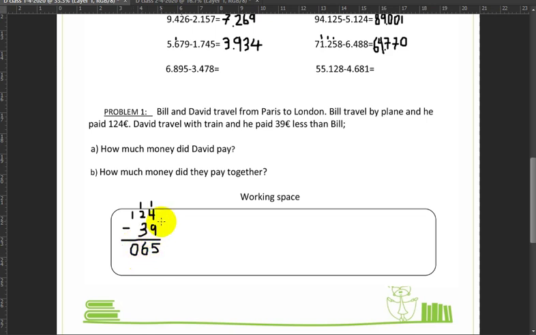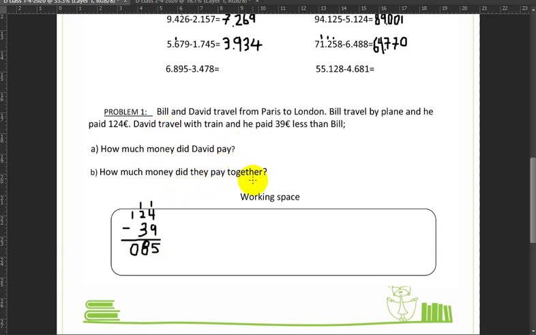So, wait, I made a mistake here. Again, mistakes. But the important thing is that I'm going to correct it now. This is supposed to be an 8. Don't know how I made that mistake. Because 12 take away 4 makes 8. So, David paid 85 euros.